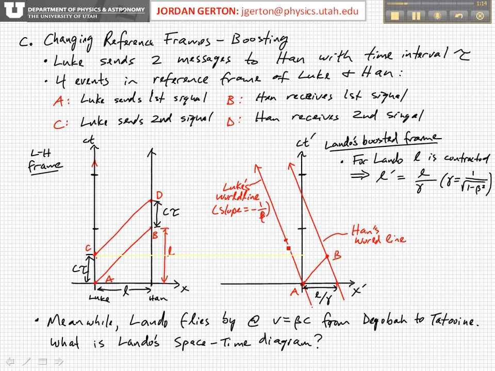Okay, and in fact, this distance now is c tau times gamma. Okay, so it's dilated by factor gamma. Okay, so there's event C right there, and again, the time interval between events A and C in Lando's reference frame is dilated by factor gamma. Again, that signal has to propagate at 45 degrees in the space-time diagram because it's a light line. And so event D, when Han receives the signal, is up here.